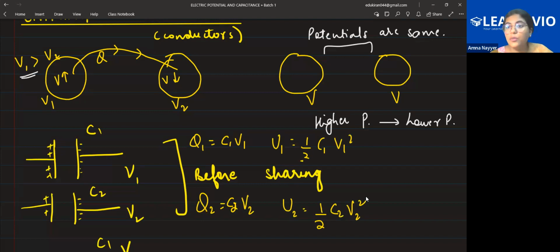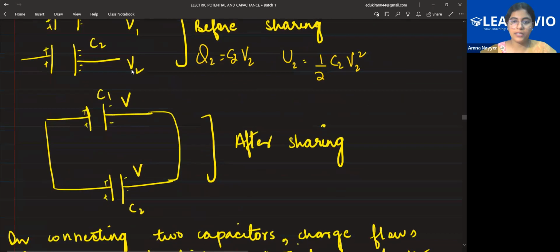Now charges will begin to move. Basically, it means that this is going to be discharged. So when it is going to be discharged, look what will be the case. After sharing, the charges will move from the capacitor which has the higher potential towards the capacitor which has the lower potential, right? So from the higher potential capacitor to the lower potential capacitor, the capacitors are connected. Okay. I'm audible to you all now? Yes. Okay.